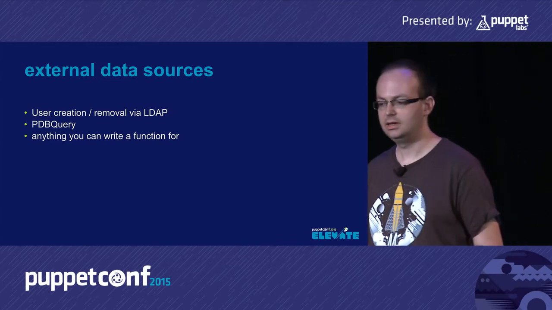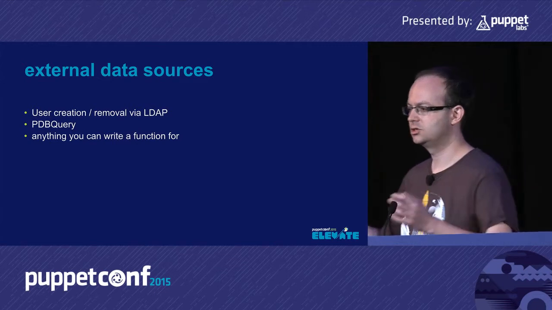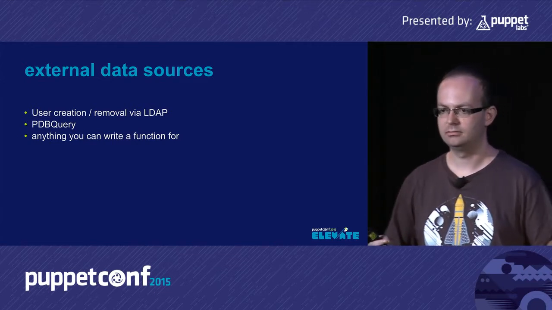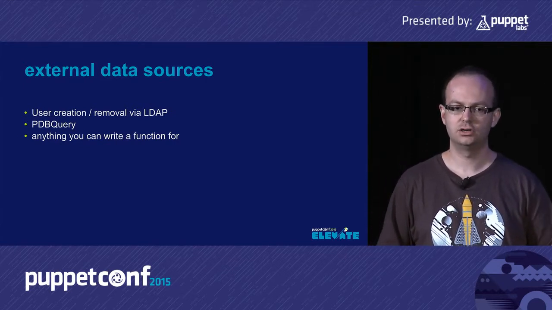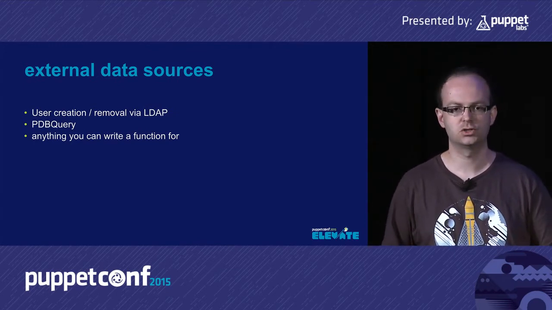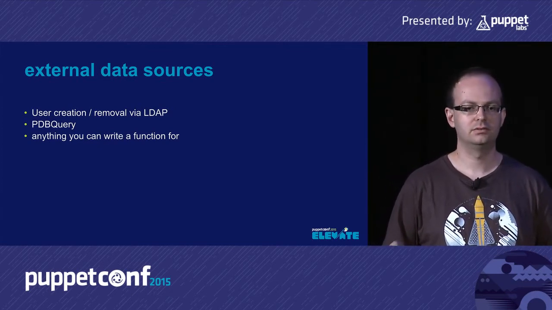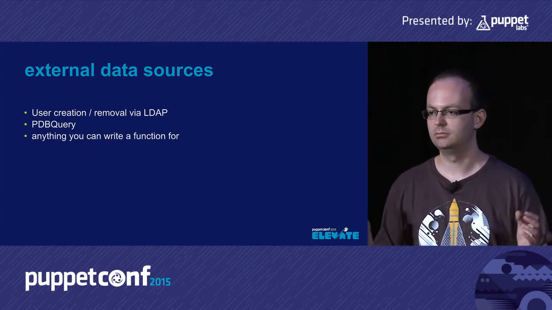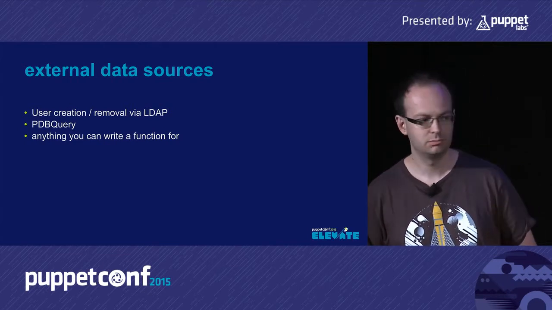The next pattern kind of generalizes. I want to make the point that any kind of external data source, whether that's PuppetDB, LDAP, or some RESTful web service that you can query, if you can write a function for it and get back an array or a hash or some kind of data structure describing the data you're interested in, you can iterate over it. You can use map, reduce, filter, et cetera, to munge it down to the point where you can iterate over it and create resources based on those parameters.